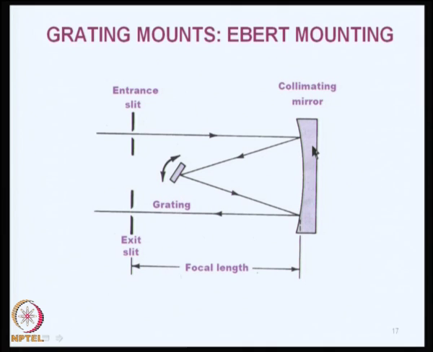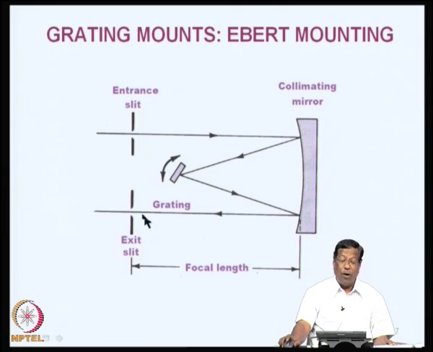Now, it is not just enough if you use gratings, you have to put the gratings in a specific position in the instrument where the entrance slits and other things are there. So, the positions of the entrance slit, the collimating mirror and the grating, all these things have to be fixed in such a way that the image of the entrance slit falls on the exit slit. This positioning of the grating, the mirror, the entrance slit and exit slit, they are all called mounts. Different kinds of arrangements can be made to collect the radiation.